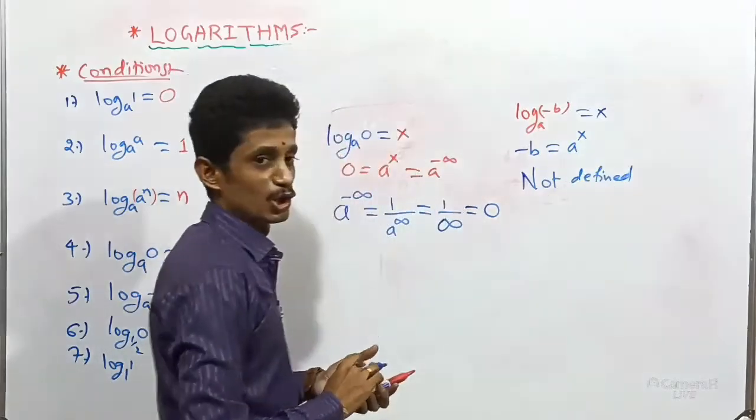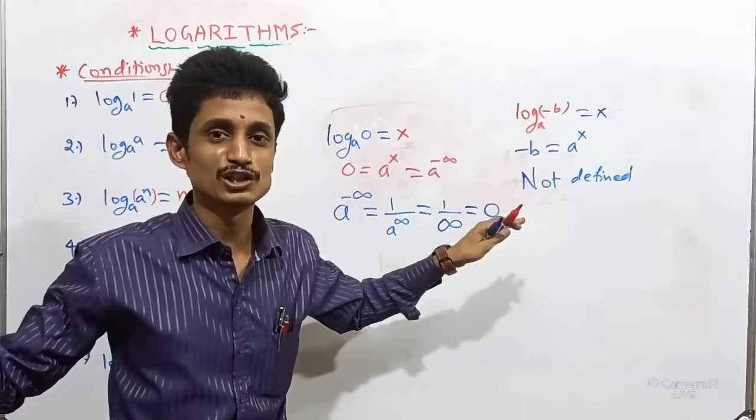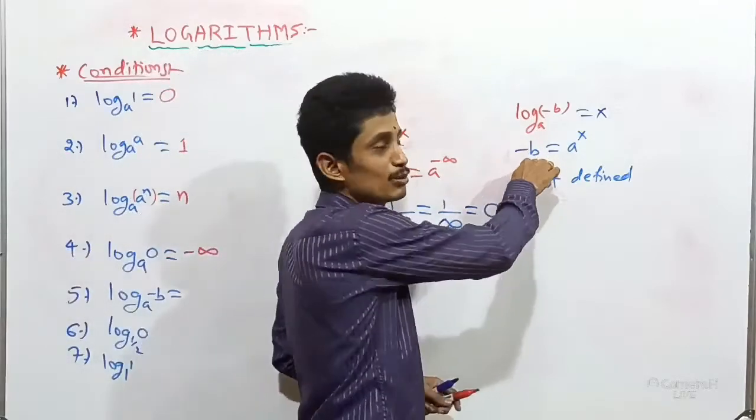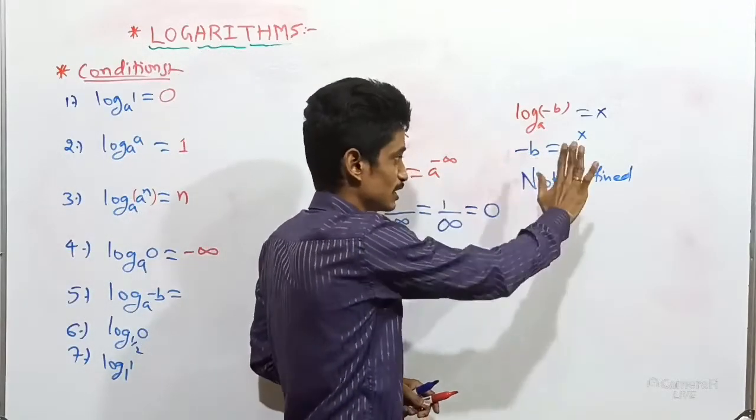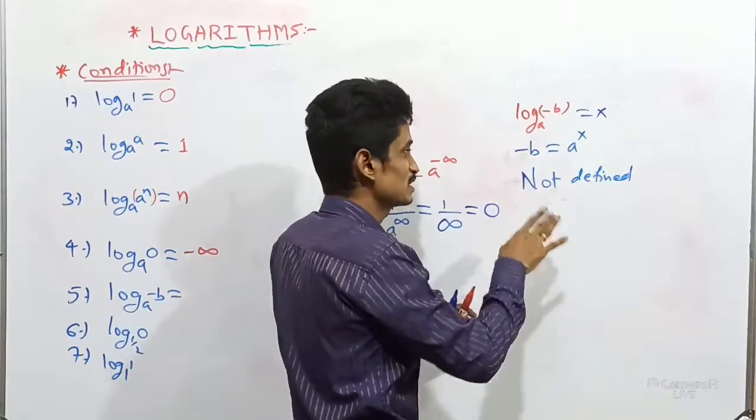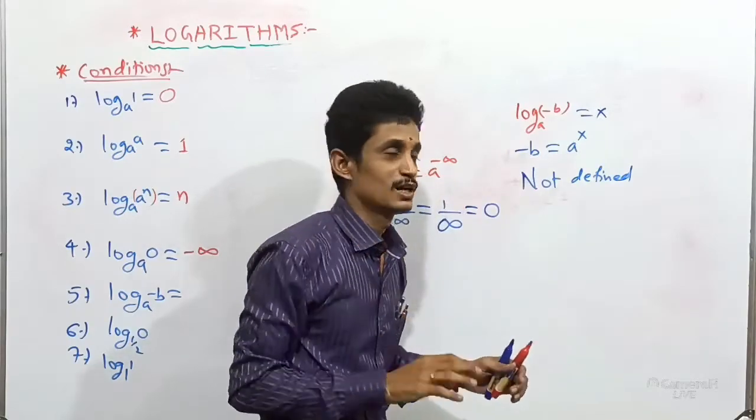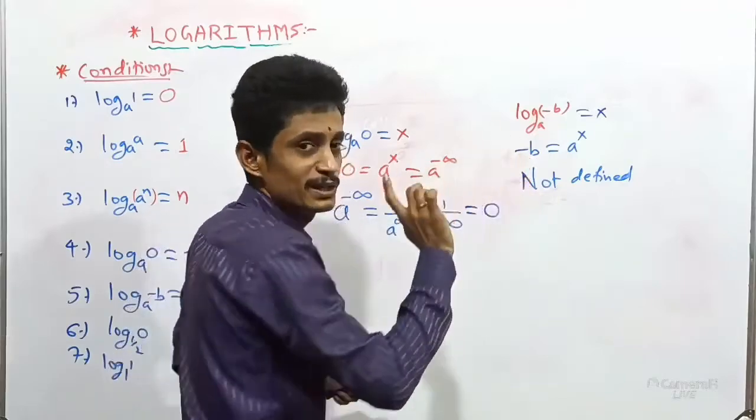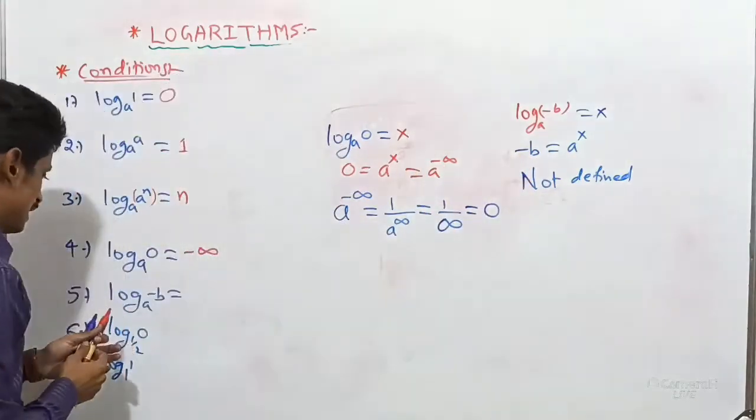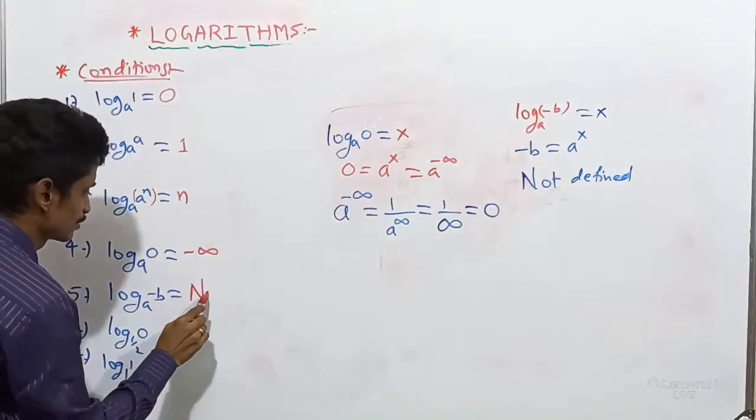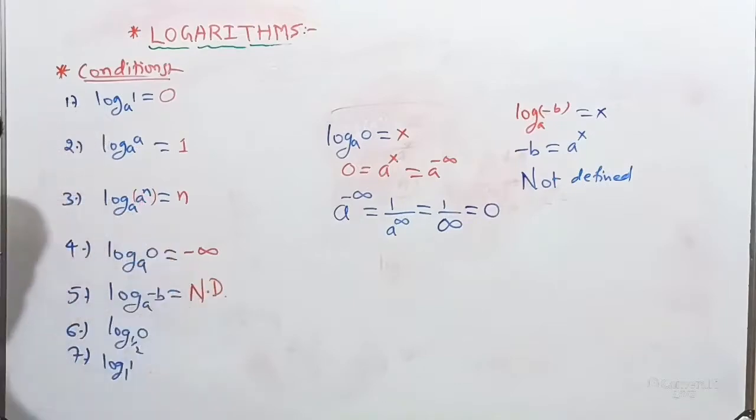This is totally not defined. We don't have such a result to make this statement true. That's why our answer is not defined. It means there is no such value for x. The answer should be a minus b. That's why I will write here that the answer is not defined.